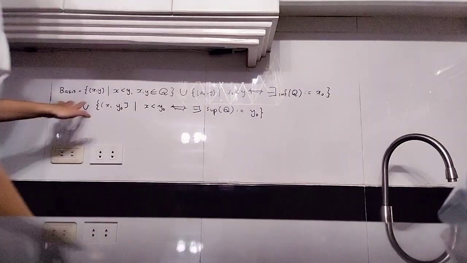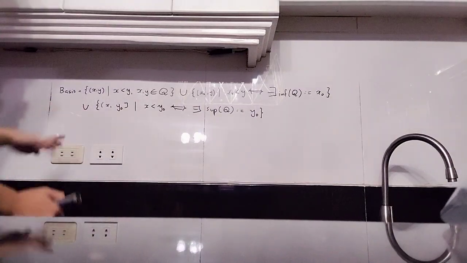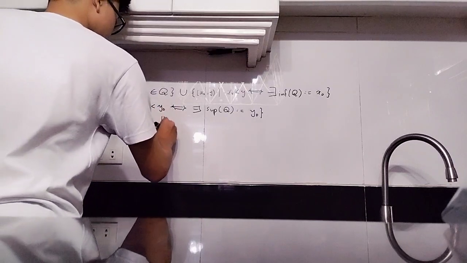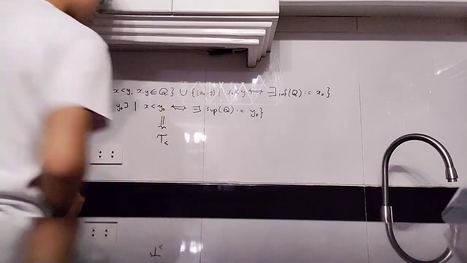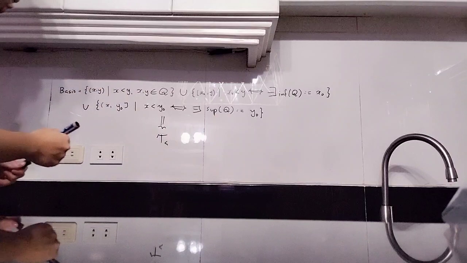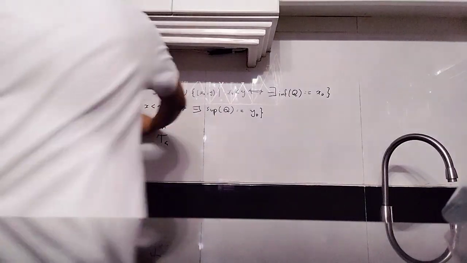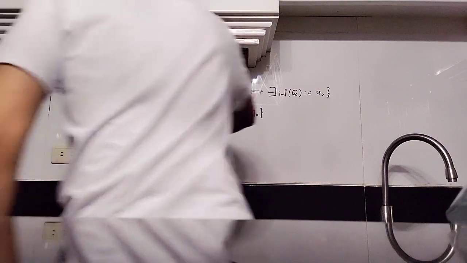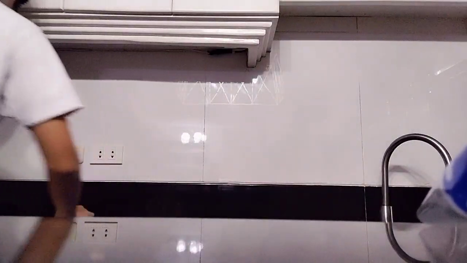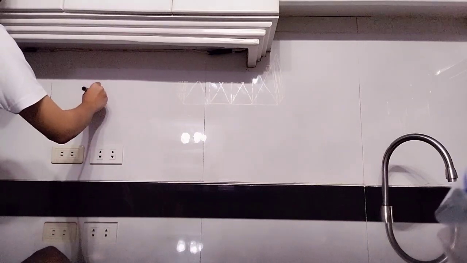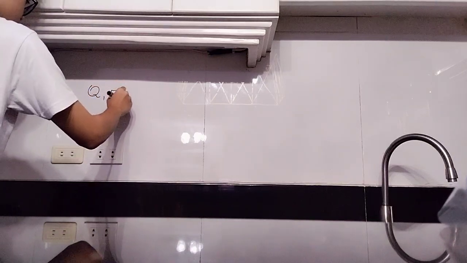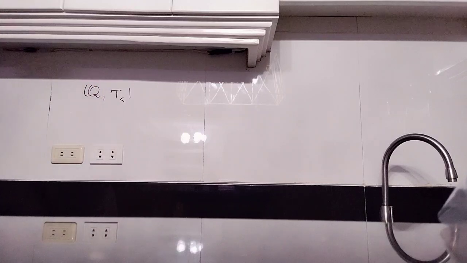So when I equip, this generates my tau less than. I'll call that my order topology. It generates that, and the first construction that I will discuss today, of course, is the order topological space, Q equipped with that topology. So that's my first construction, which is of course the first thing to do.